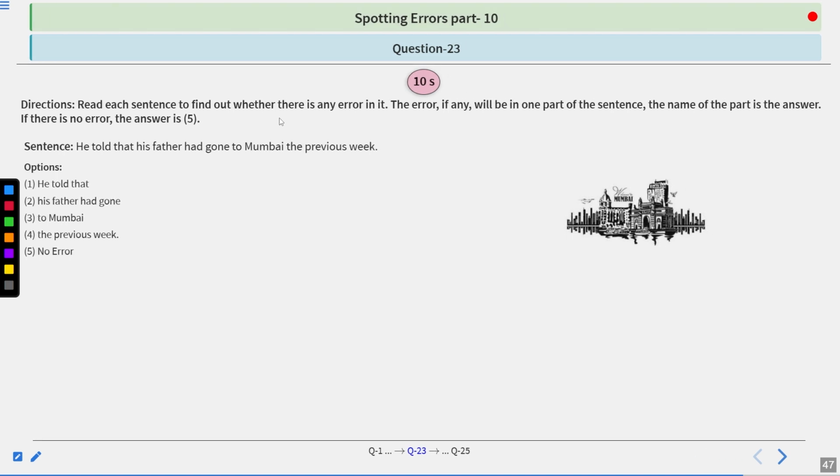Let's move to the next question. He told that his father had gone to Mumbai the previous week. Options are given below. You have 10 seconds to spot the error.